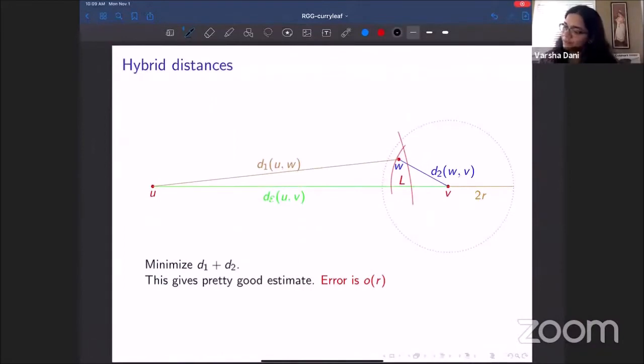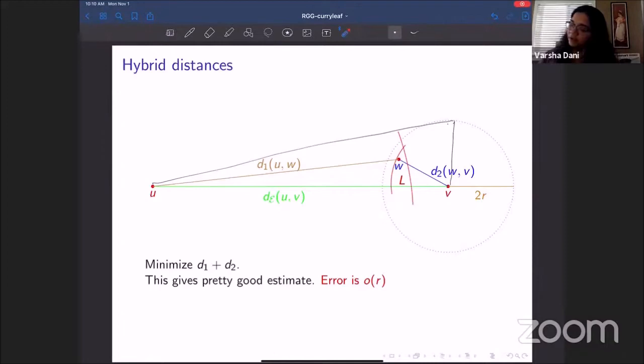And then you say, which of those is the minimum? The idea is that the minimum is unlikely to be achieved by something that goes really out of the way. Instead, it's very likely that the minimum will be achieved by something that stays pretty close to the line between U and V. And so if you minimize this D1 distance plus D2 distance, then this gives you a pretty good estimate. And the error is asymptotically much smaller than the R that we care about.